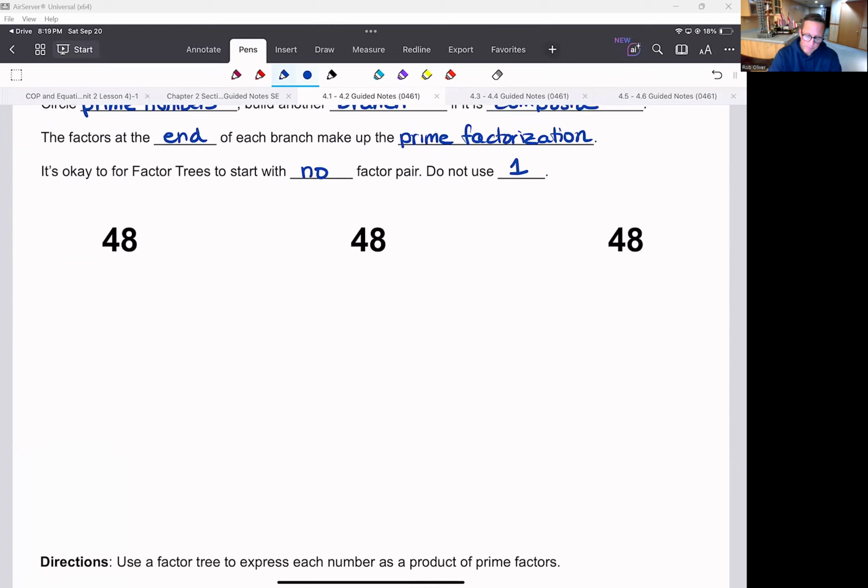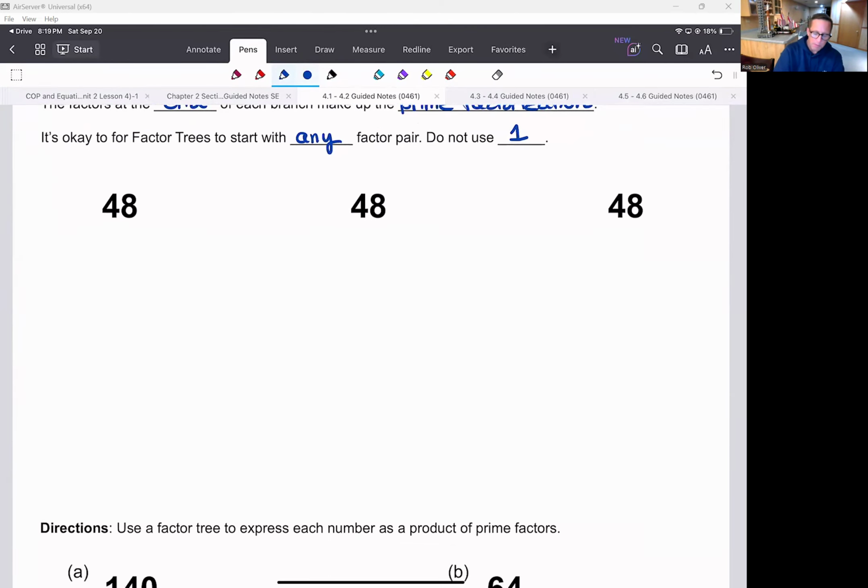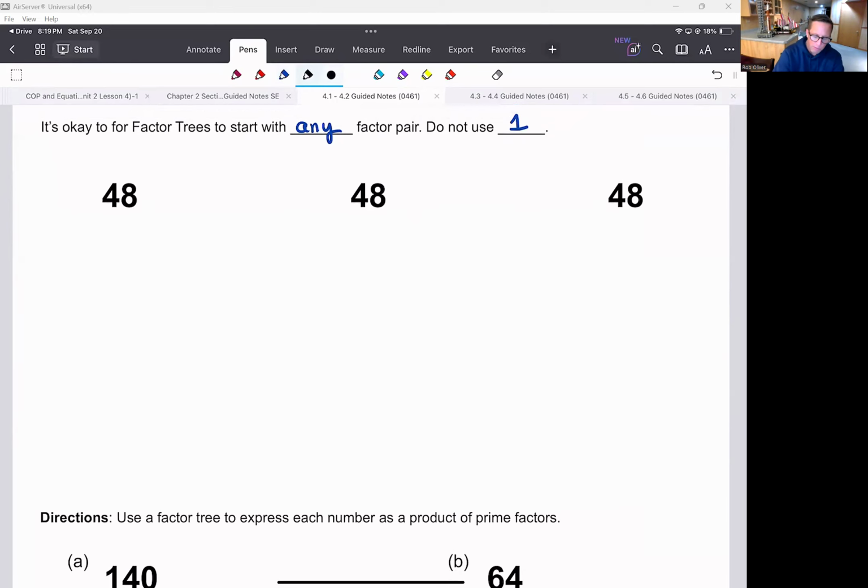All right. You know what I think I meant to put here is it's okay for factor trees to start with any factor pair. Just don't start with 1. All right. Start with any factor pair. So what I mean by that, so 48, we can make a branch here, and we can start it off with 2 and 24. We can start it off like that.